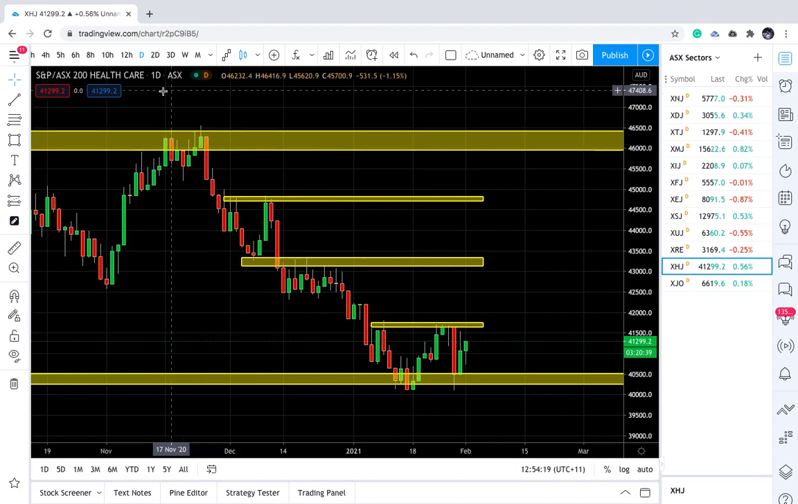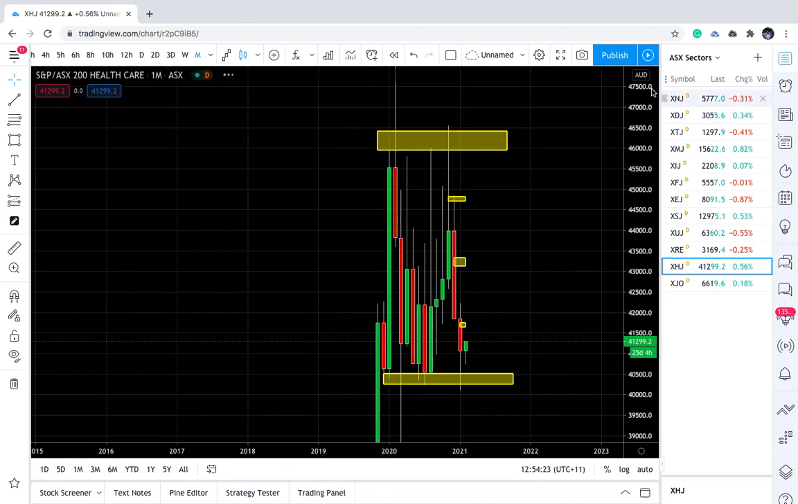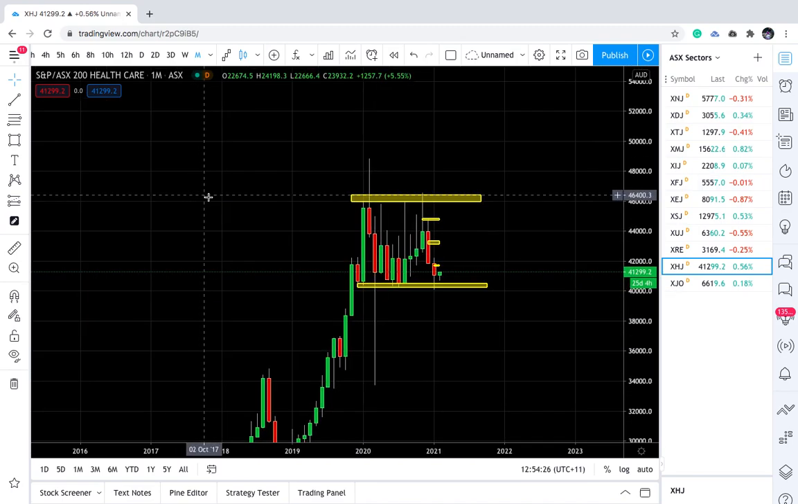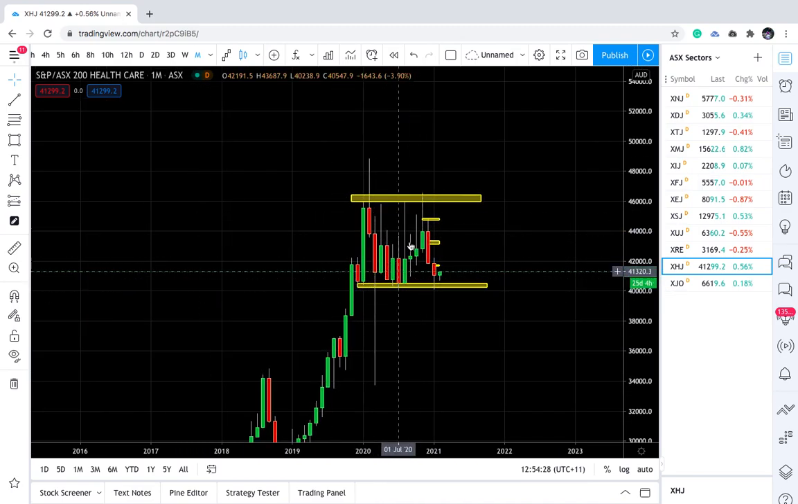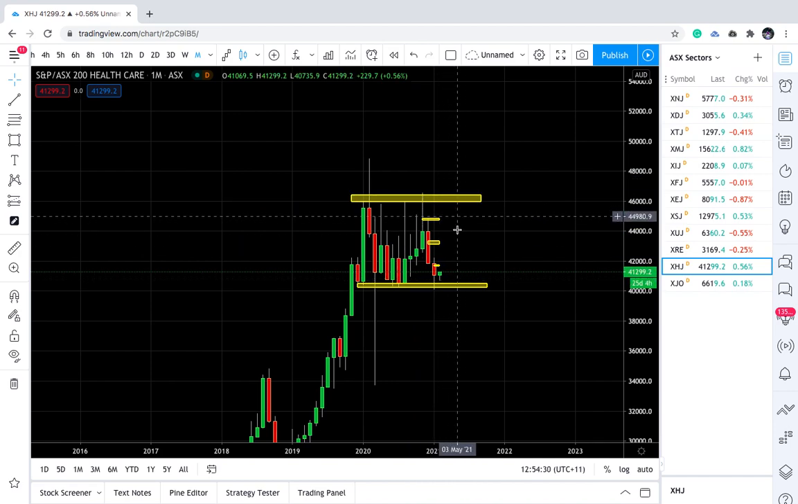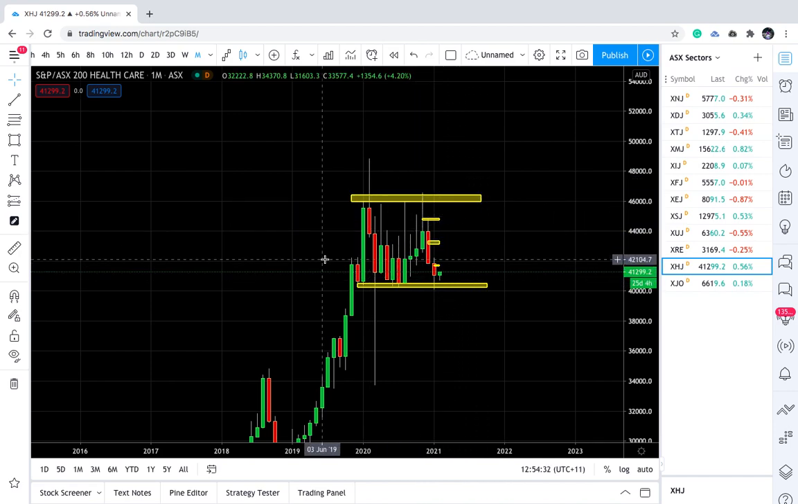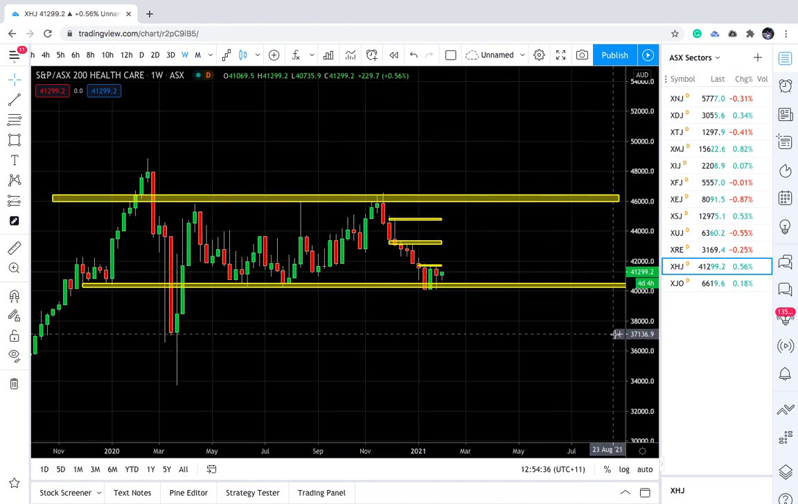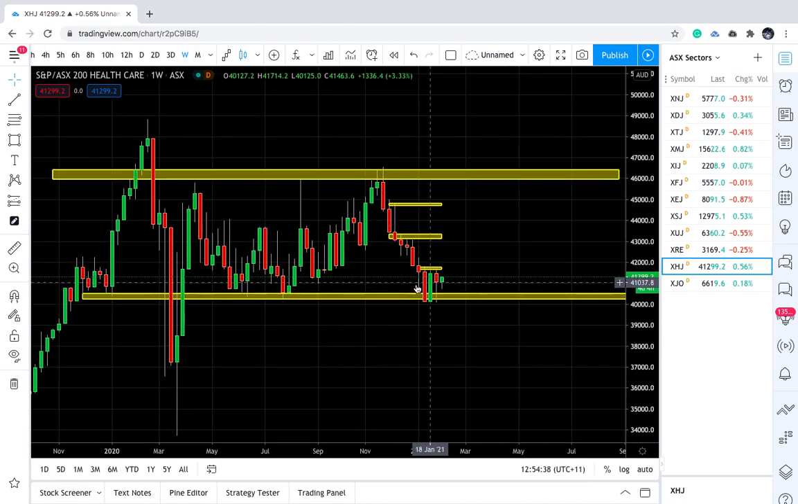We look at the first sector, which is the healthcare sector. We go to the monthly chart first. Now we can see here that the sector is within a range on a monthly range. Some support here. We go to the weekly. Well, it respected the support here, might break out.